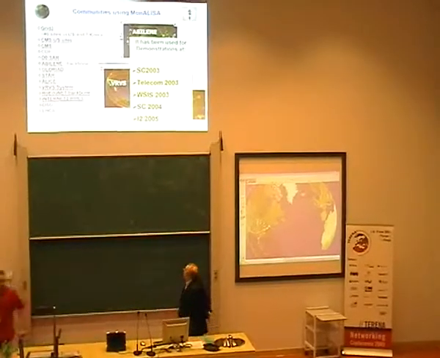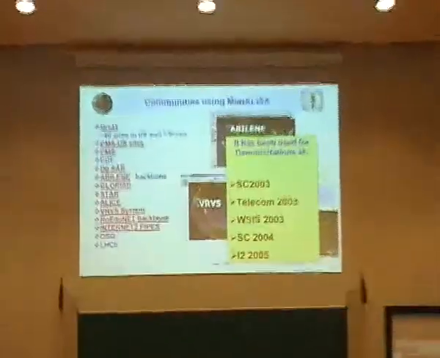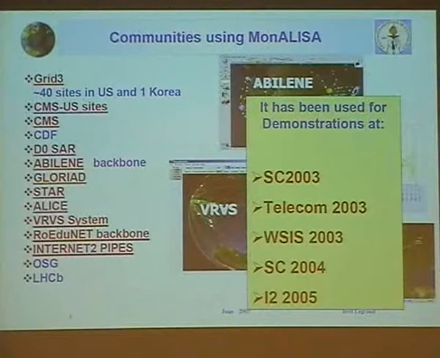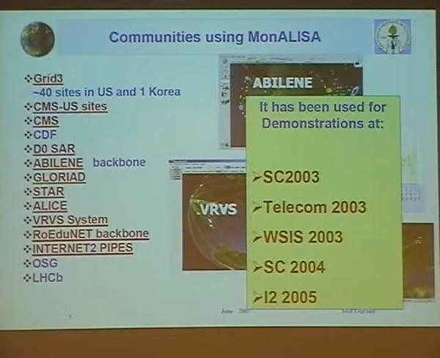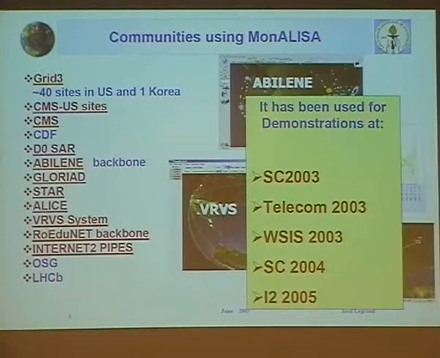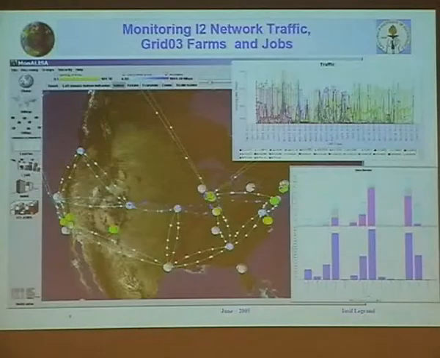So we use MonaLISA in different communities, especially in high energy physics. It is used to monitor different grid systems, part of so-called high energy physics experiments, and a few major networks with which we have agreements, like Internet2 and Gloriad. We use it to measure the major connections between CERN and the US, CERN and Ghent, and so on. And it has also been used in several major events for demonstration.